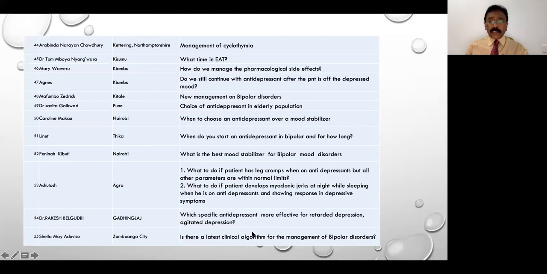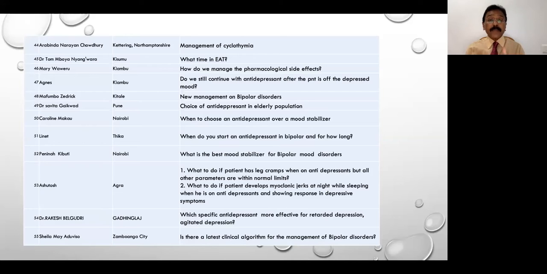So, is there a latest clinical algorithm for the management of bipolar disorders? This has again come from Dr. Sheila, Jambonga City. See, the latest I know to my knowledge is CANMAT. There are almost 23 algorithms or more than that, but of all of them, the one algorithm which updates very regularly, every 2-3 years, is CANMAT.